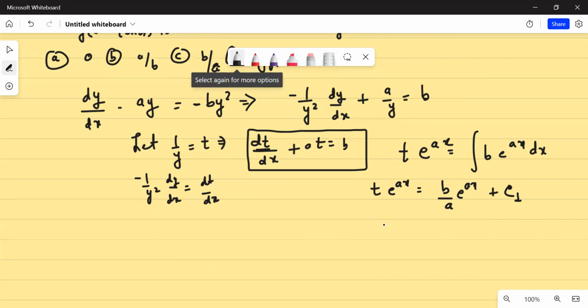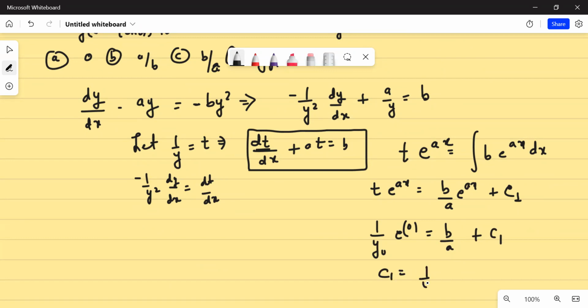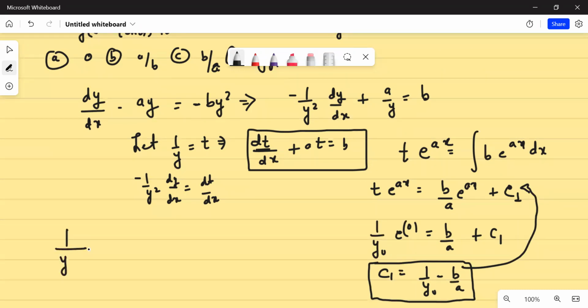So I'll write what is t. So t is 1 upon y. So 1 upon y0 e to the power 0 is equal to b upon a plus c1. So c1 I will simply write as 1 upon y0 minus b upon a. Now replace this thing here. And what I will get is 1 upon y e to the power ax is equal to b upon a e to the power ax plus 1 upon y0 minus b upon a. So this is what I'll get.